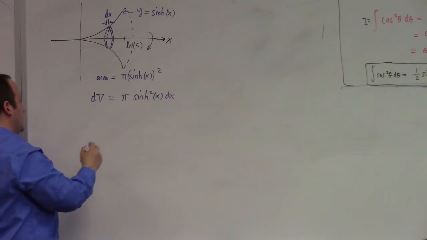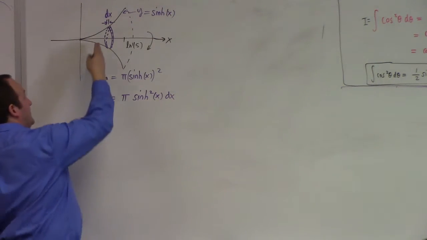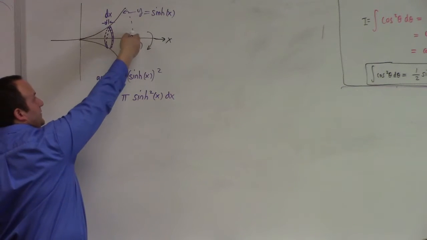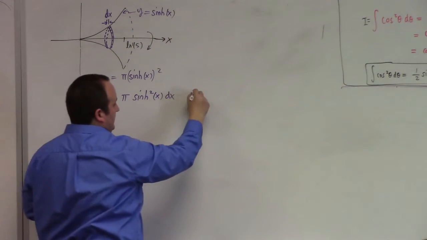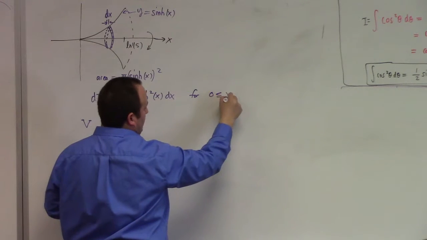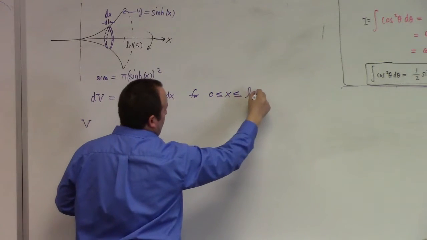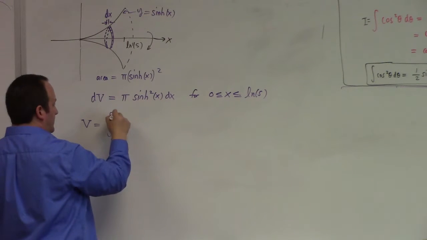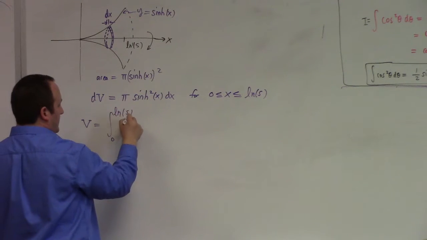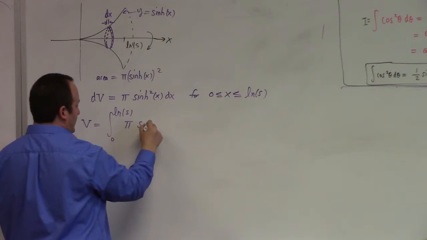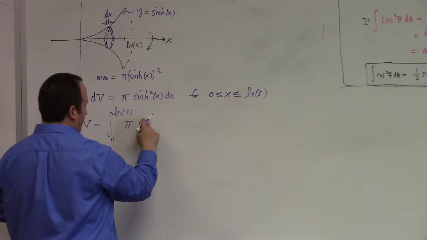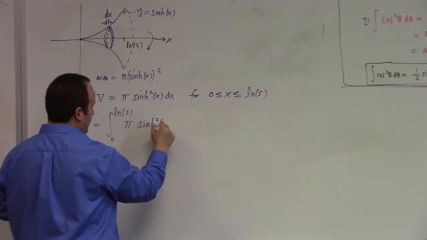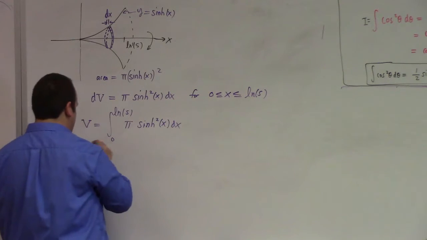And so you see, to find the volume, all I have to do is add the volume of each little disk up as we go from 0 all the way out to x equals ln 5, right? This is for 0 less than or equal to x less than or equal to ln of 5. So all I got to do is integrate from 0 to ln of 5 of pi times the hyperbolic sine squared of x dx. There you have it.